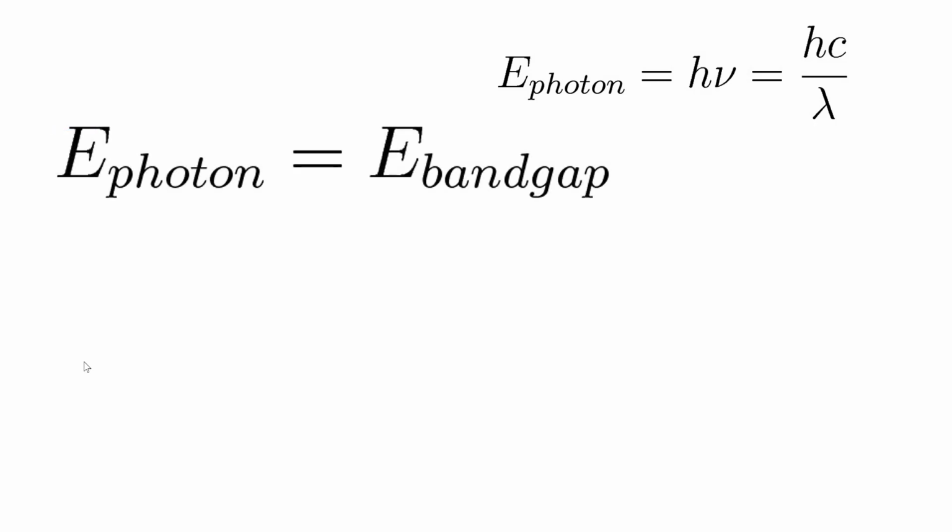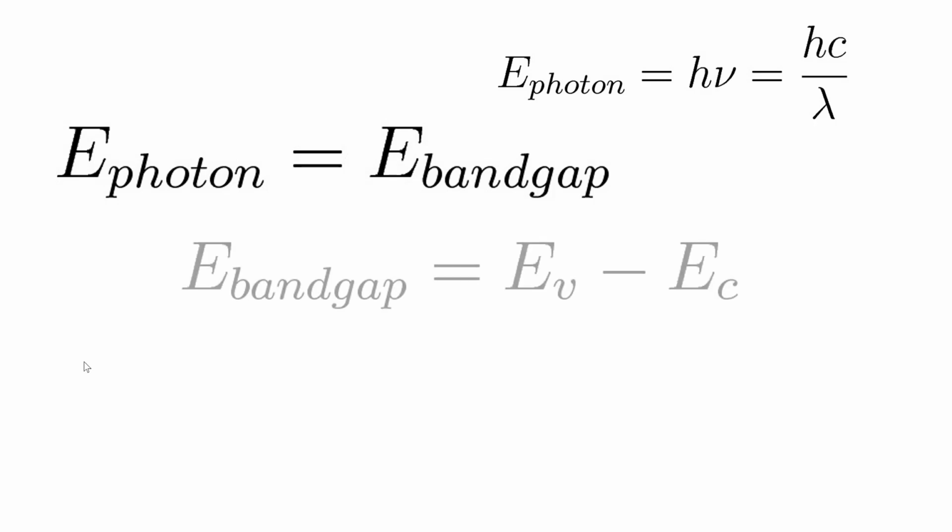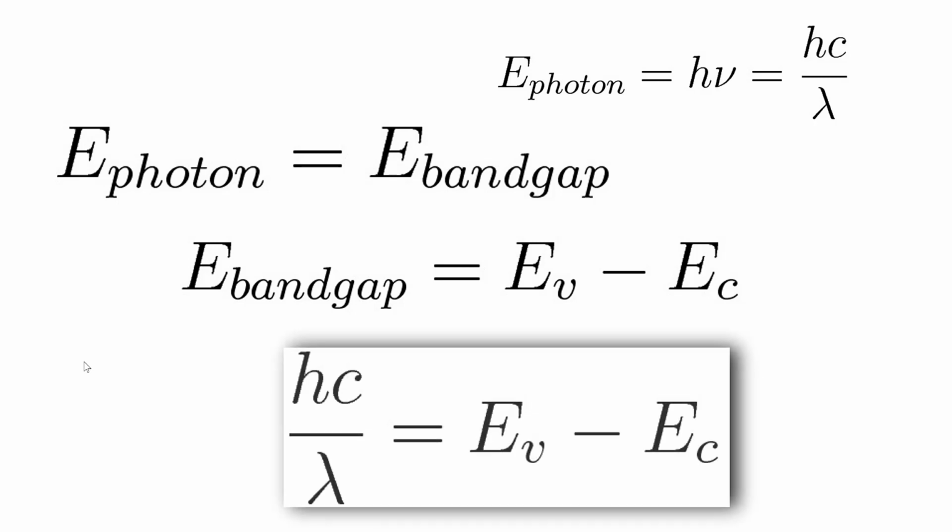band gap size. And since the energy of the band gap can be determined by the energy of the valence band minus the energy of the conduction band, we can combine the following equations to get this equation. We can also manipulate the equation to get whatever variable we would want to solve for. The photon energy determines the wavelength of the emitted light, or in other words, its color. Different semiconductor materials with different band gaps produce different colors of light.